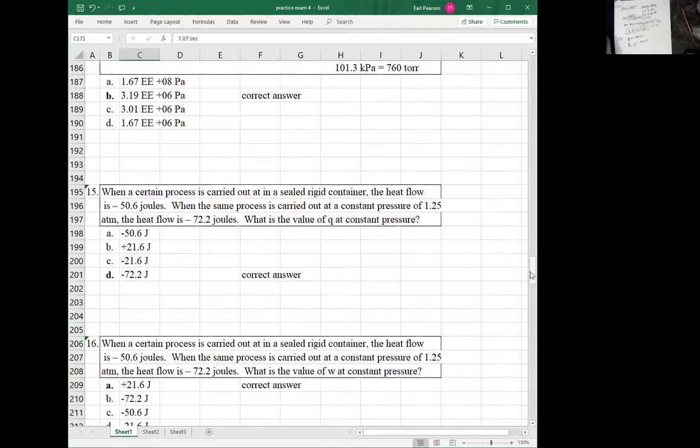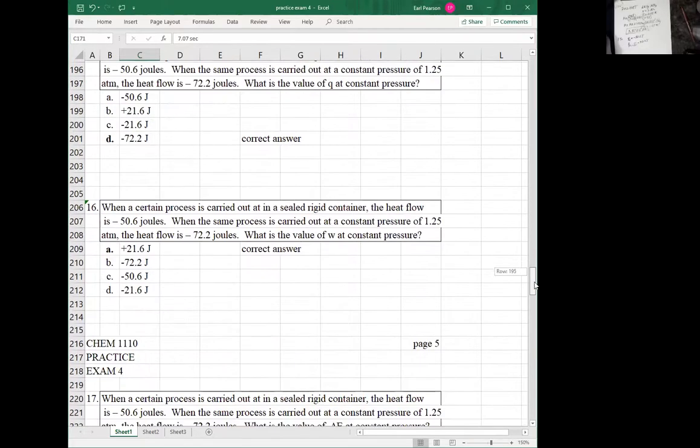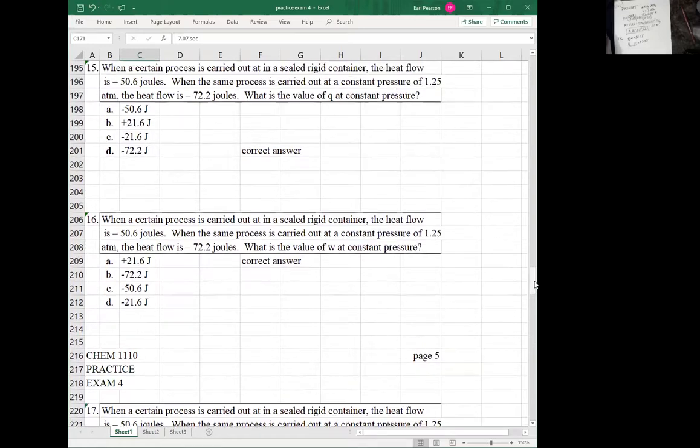The others look very much like this, so maybe I should go on and do another couple of these till I run out of this stuff. Okay, again, good. Same data, we want the value of the work at constant pressure. Okay, we do have to work a little for this one.